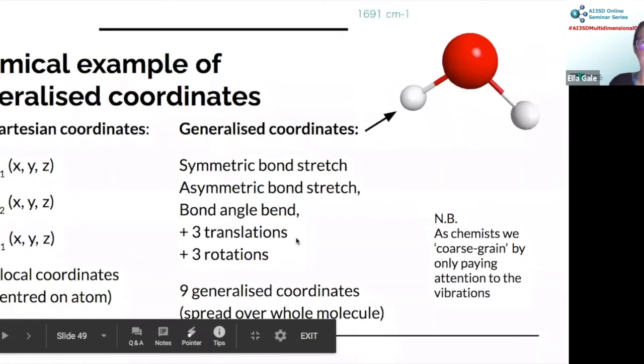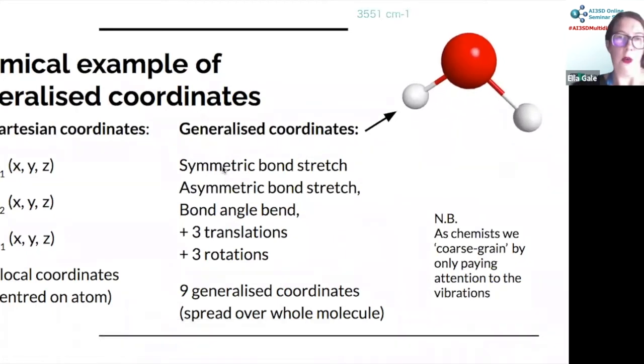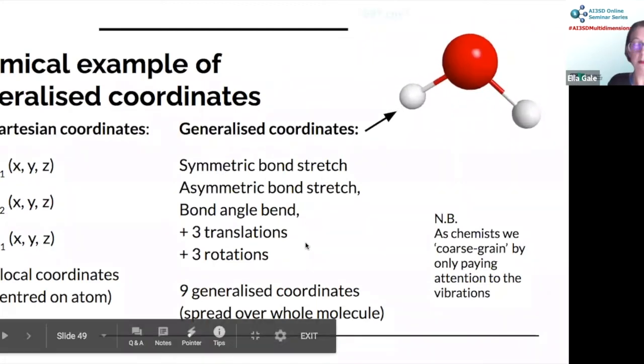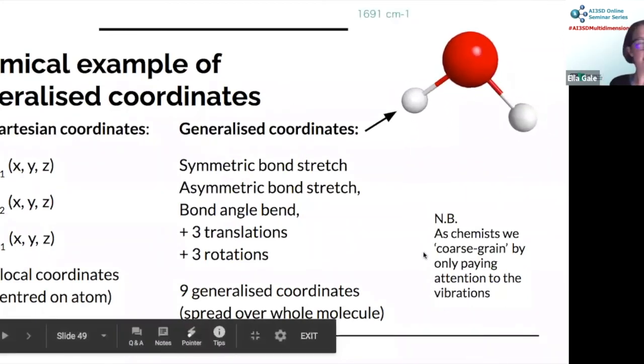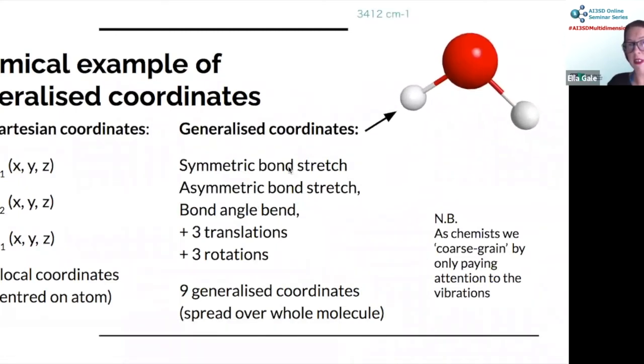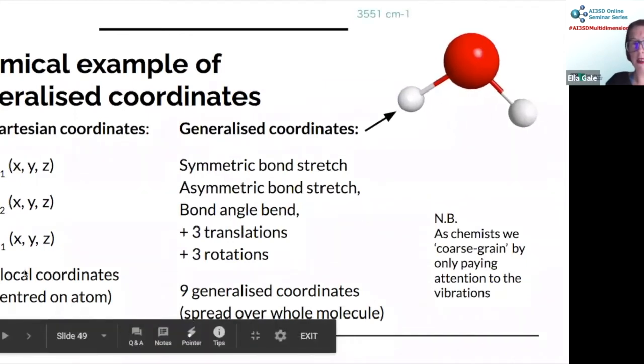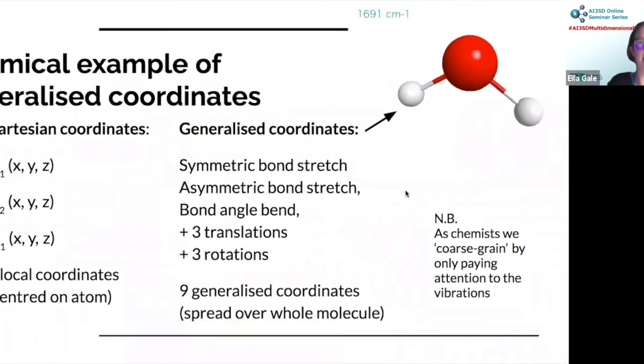But it's more interesting to us as chemists because we care about these bond stretches and angle bends because they turn up in IR. Now, notice that if, as we do as chemists, we ignore the translations and rotations when thinking about IR, then we are coarse-graining the system. So that means we're throwing away some information because the most important information is in this for our task. Whereas if we threw away 6 of the generalized coordinates, the local coordinates would actually not have much that's very useful to us.